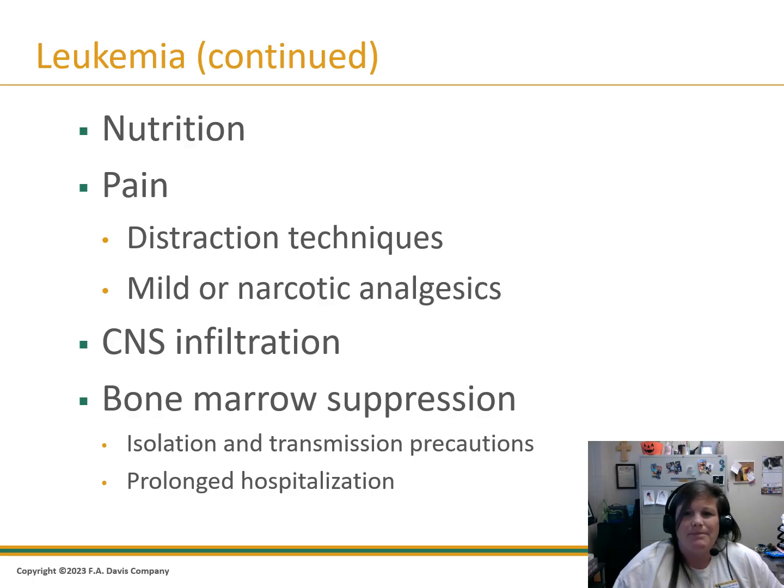Our pain assessment and management is important. There's a lot that's going to be required in this situation, like bone marrow aspiration or biopsies, lumbar punctures. These are very painful diagnostic measures, and they're going to require intervention on the part of the nurse. And we expect that these patients would be on precautions like isolation and transmission precautions because of their weakened immune system, neutropenic precautions, and educating the family on what that means, and expecting that prolonged hospitalization for these individuals.